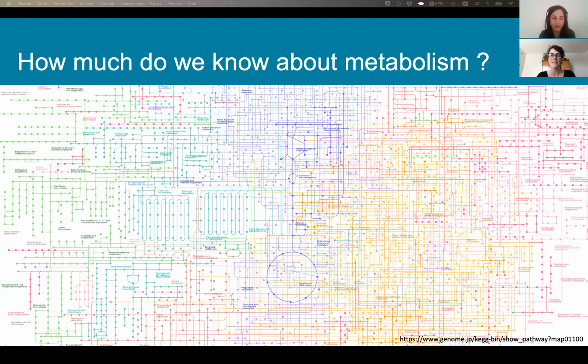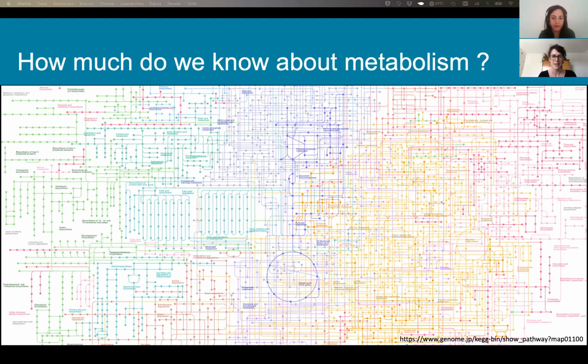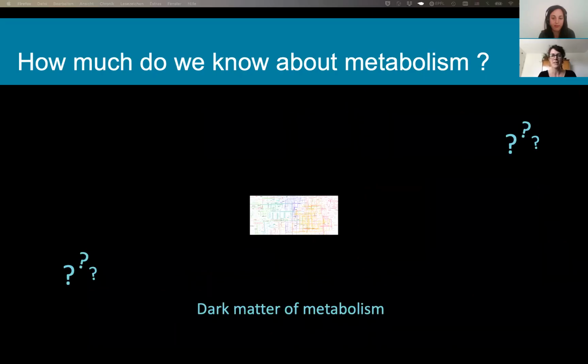However, we know that there are many things that we don't know about the chemistry that is happening in living cells. So probably our knowledge rather looks more something like this. And people have called this the dark matter of metabolism because there are many chemical processes that are happening in cells that we don't know about and that are very difficult to quantify. So we don't know how much and what we don't know.